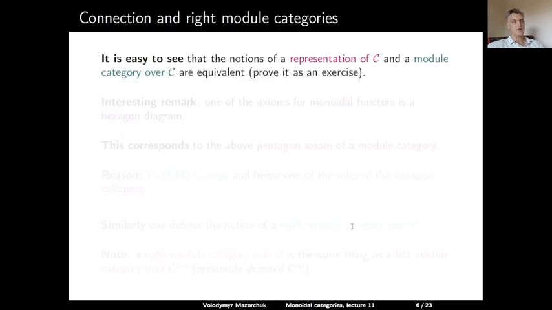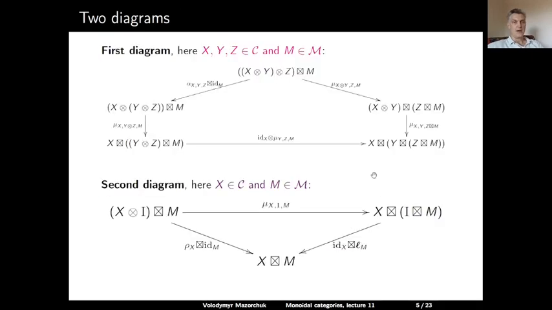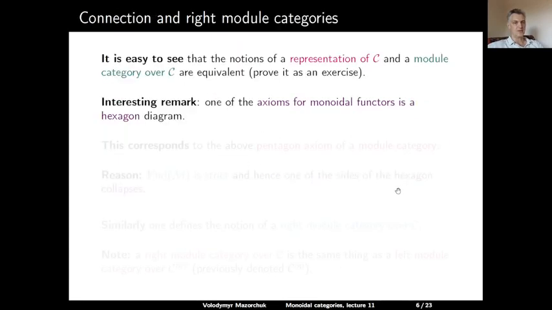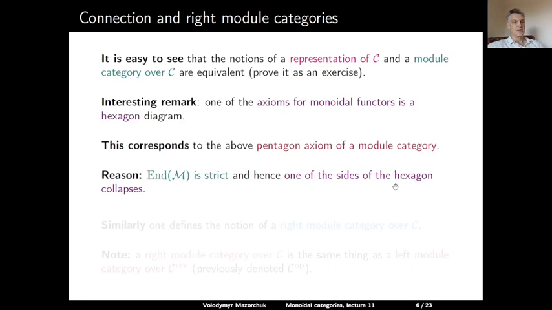Just like in the case of associative algebras, it is very easy to see that the notions of a representation of C and a module category over C are equivalent. It's a very nice exercise to prove this equivalence. It is also a very interesting observation that if you look at the axioms for monoidal functors, one of these axioms is a hexagon diagram, while the first diagram in the axioms of a module category is a pentagon diagram. So the connection here is due to the fact that the category of all endomorphisms of M is strict, and hence one side of the hexagon diagram collapses.